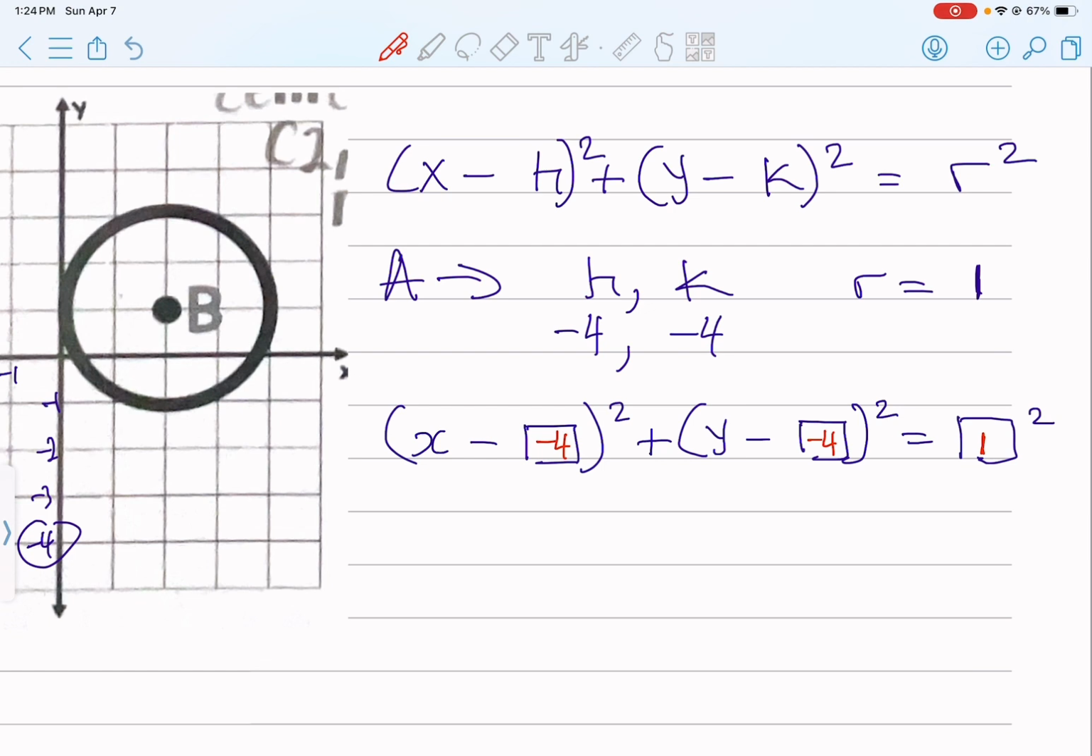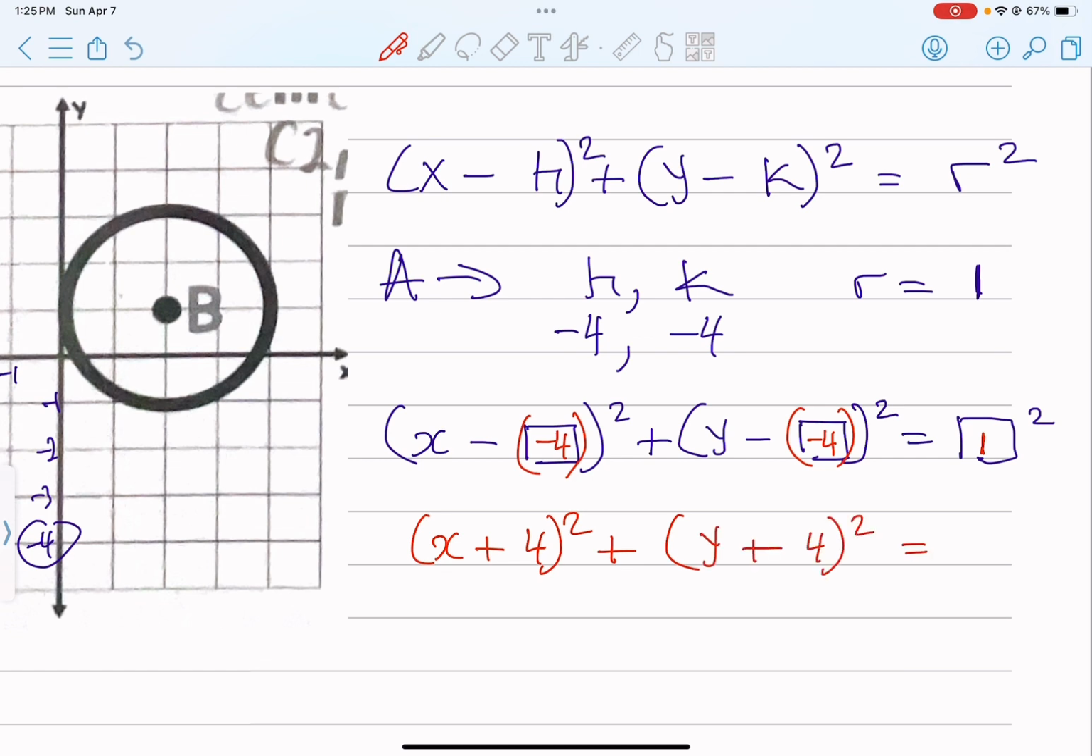Now we're gonna write this the pretty way. Always do this so there will be less room for error. So picture this as parentheses. Now this is x plus 4 squared plus parentheses y plus 4 squared equals 1 squared, and 1 squared is the same as 1. It seems easy.